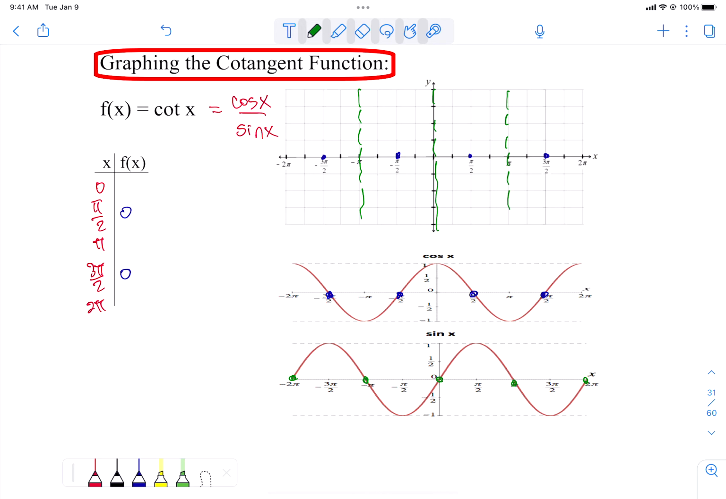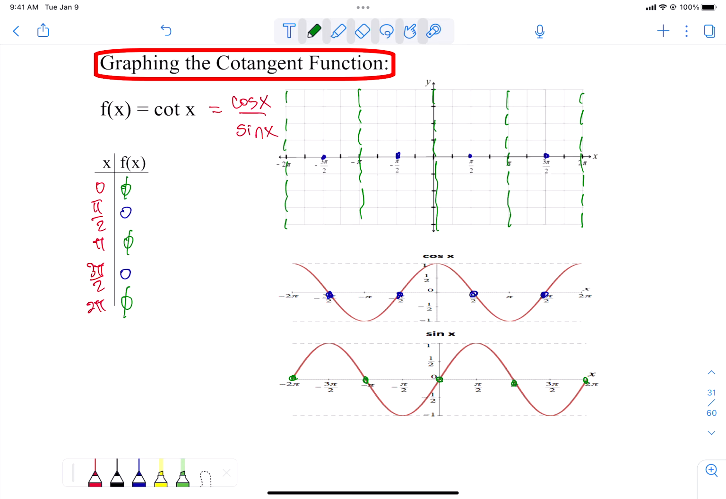So at all of the full pi's, 1 pi, 2 pi, negative 1 pi, negative 2 pi, and so on, there will be an asymptote. So the tangent goes 0, asymptote, 0, asymptote, 0. The cotangent goes the opposite. Asymptote, 0, asymptote, 0, asymptote. It starts out with an asymptote. That causes it to be an even function.